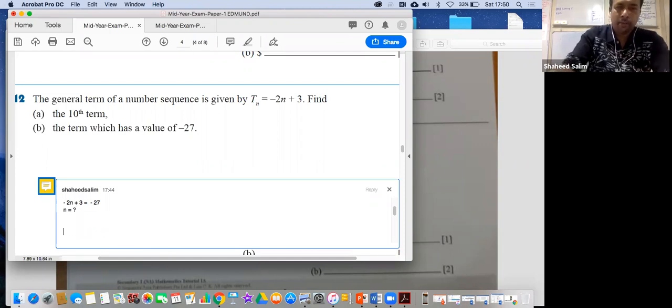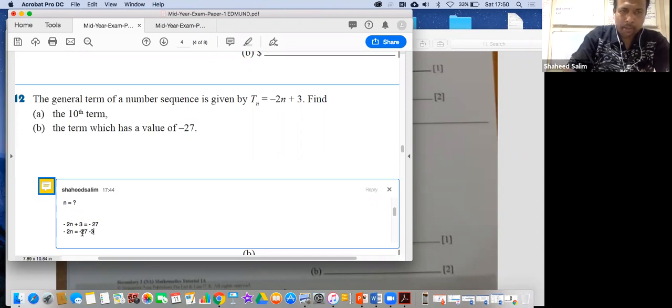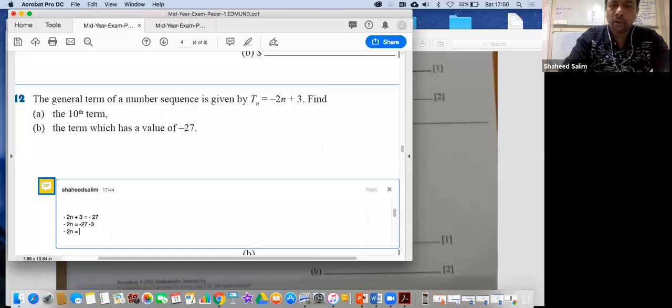You see, -27 is equal to, sorry, -2n plus 3 is equal to -27. So now you bring the 3 over. Plus 3 becomes -3. So it will be -27 minus 3. So this one becomes what? Not 24. You owe $27, and you owe $3 more. You owe more money. So how much do you owe? Yes, you owe $30.